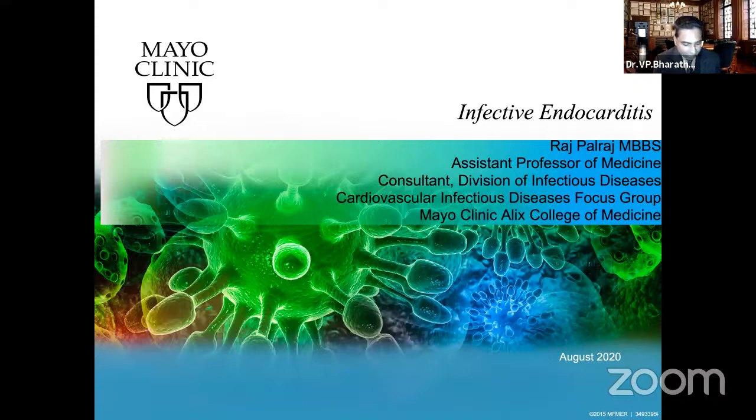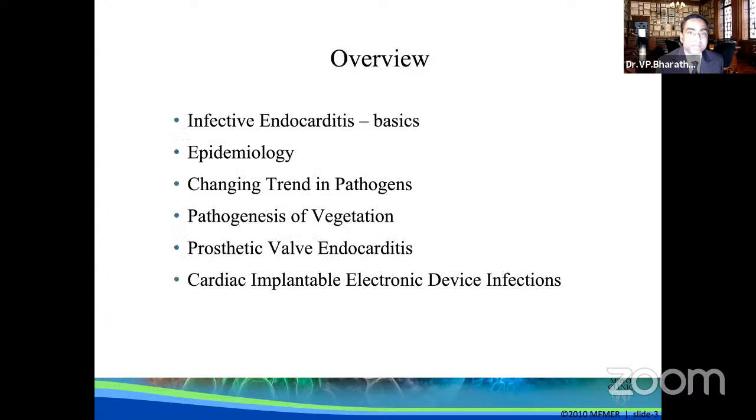So I will start. I don't have any financial conflicts. So what we are going to do today is give the basics of infective endocarditis and look at the epidemiology. And again, as Dr. Ravimath mentioned, the epidemiology in the Western developed countries is different from developing countries where rheumatic heart disease is more prevalent. We will talk briefly about changing trends in the pathogens that we see here in the US, pathogenesis of vegetation, prosthetic valve endocarditis. And if we have time, we will talk about cardiac implantable electronic device infection. If not, then we can do some other day.